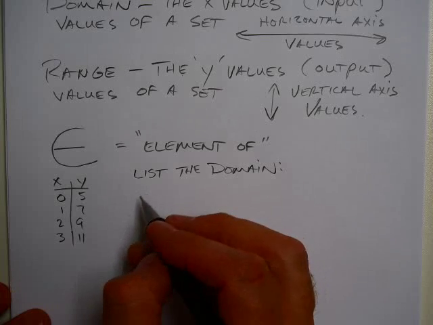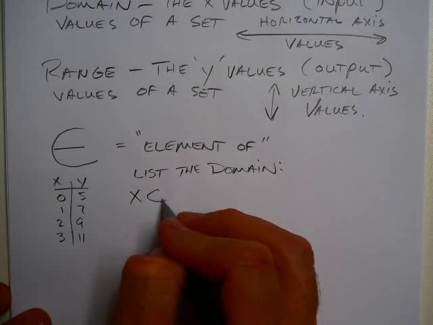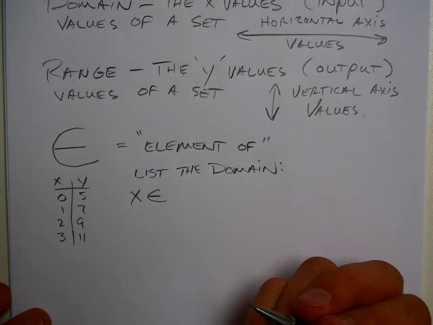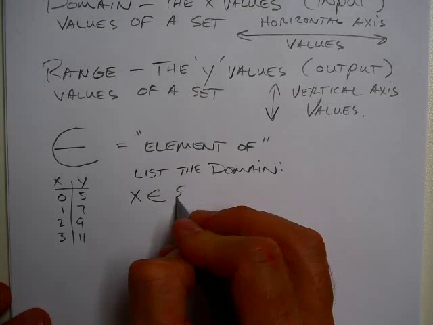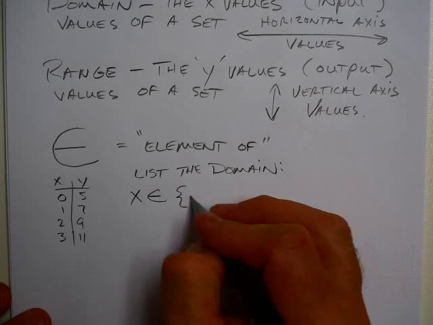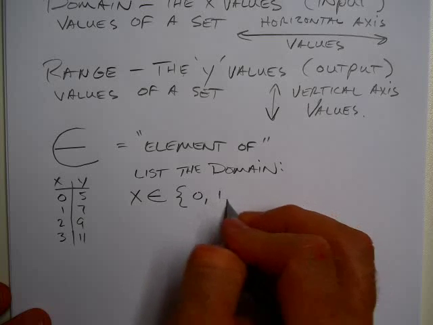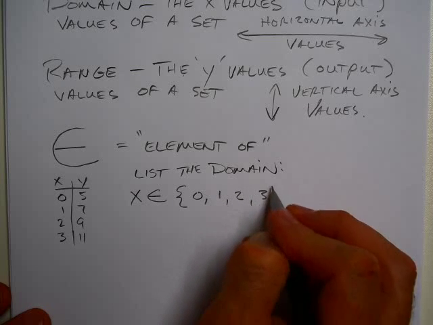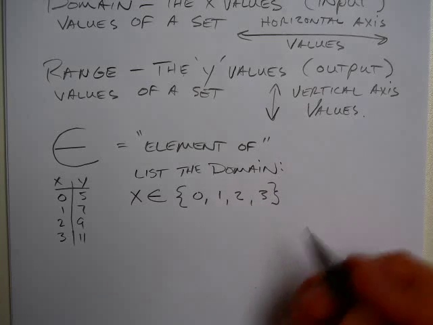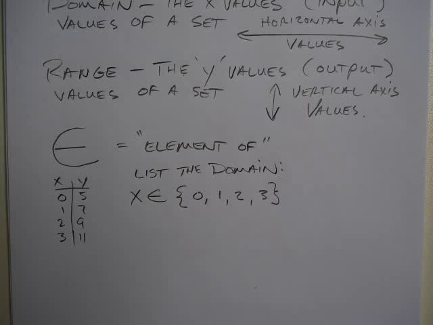Now, in this case, we've got a discrete situation. So if it's discrete, we say x is an element of, and we use ellipses. This is for discrete, and we would just list them, 0, 1, 2, and 3. If we had the same number twice, we wouldn't list it twice.